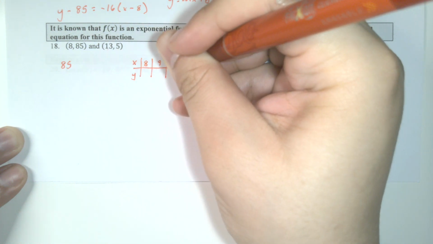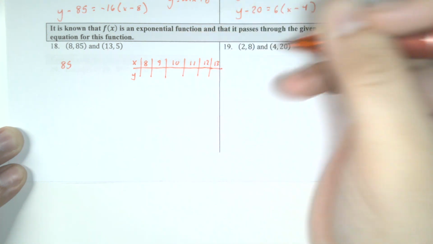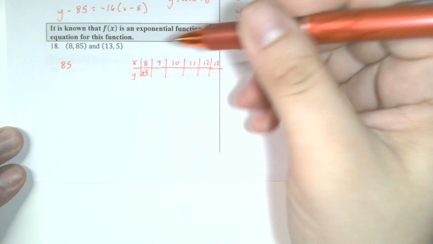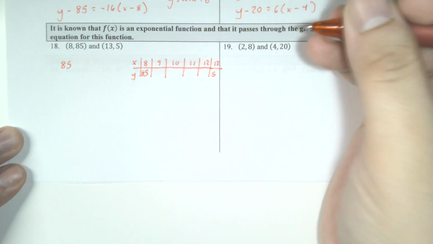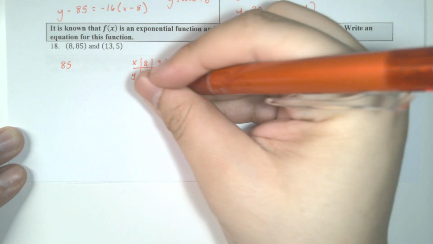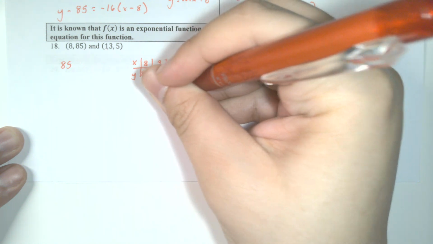as a table. So if this is 8, 9, 10, 11, 12, 13. For 85, 8 comma 85 we have over here, and then we have 13 comma 5. Now, we don't know what these values are here. However, because this is an exponential function, we know that we have to multiply it by some common ratio every time that I'm going to call b.